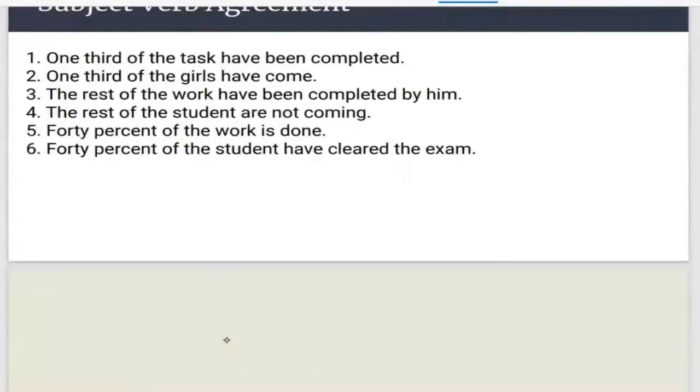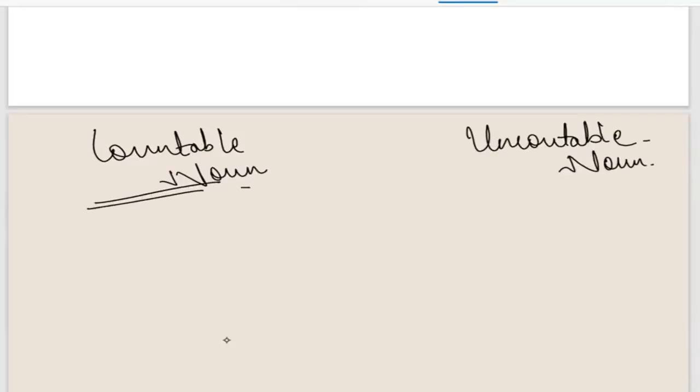Okay, so before starting with this rule, I want to ask, are you guys aware of countable and uncountable nouns? So tell me, what is a countable noun and what is an uncountable noun? No problem. The one who doesn't know the answer, don't worry. I'm here to explain. The one who knows the answer, I want them to answer. So what are countable and uncountable nouns?